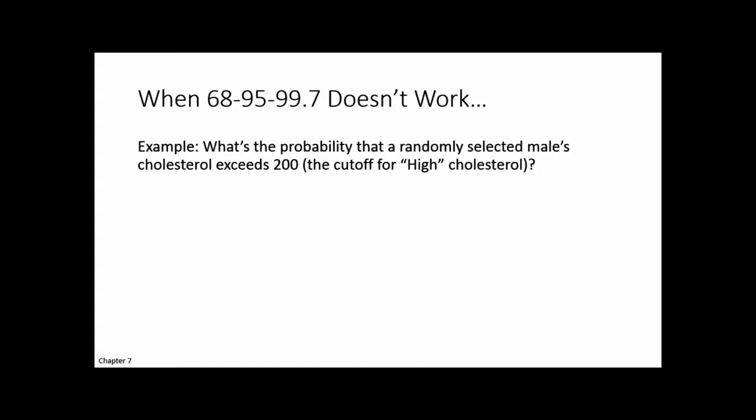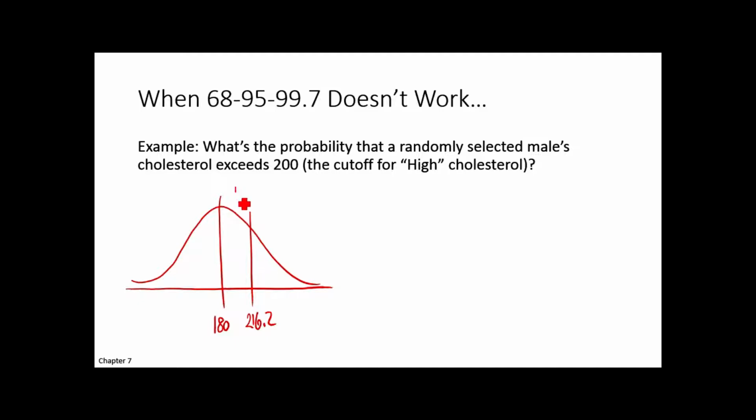So, for example, what if I just wanted to know the probability that the cholesterol level of a randomly selected male exceeds 200? Okay, not 216.2. So here's the distribution. It's centered at 180. The standard deviation is 36.2, so this was 216.2. But where is 200 at? About, I don't know, halfway between them. You know, 200 is like right here.